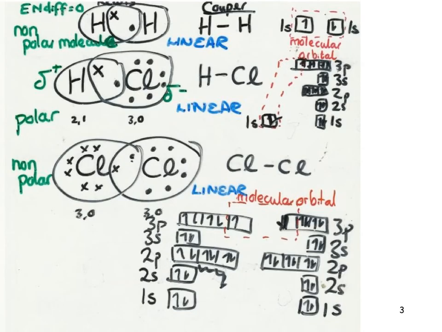So this is just a slightly neater version of them all. Let's just take a look. This would have been an Aufbau diagram. You can see they form a molecular orbital. With the hydrogen chloride, they form a molecular orbital. With the chlorines, those 2 electrons form a molecular orbital. They share electrons. It's a linear molecule, a linear molecule, a linear molecule. Non-polar, non-polar, but here there is an electronegativity difference, so it's polar.